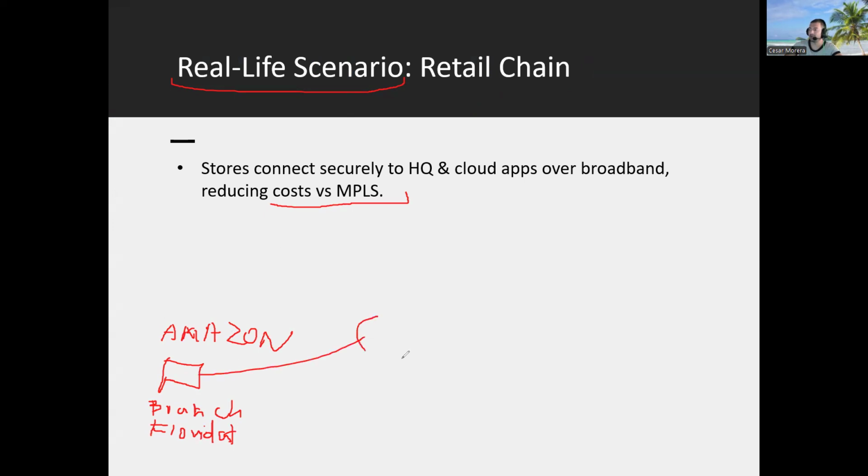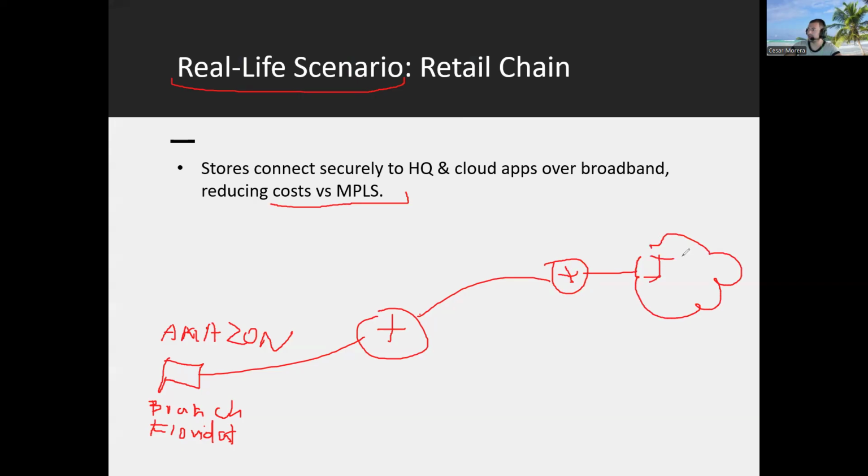This branch connects to a router, and then it connects to an ISP, to another router, and then it connects to the cloud, to the ISP, and then finally it connects to some server. There's a server that has some applications. In this case, it has Office 365, for example, and it has Salesforce integration.